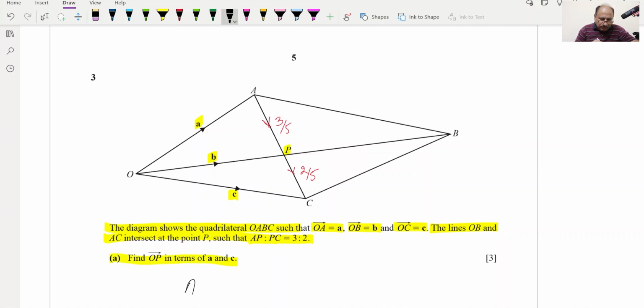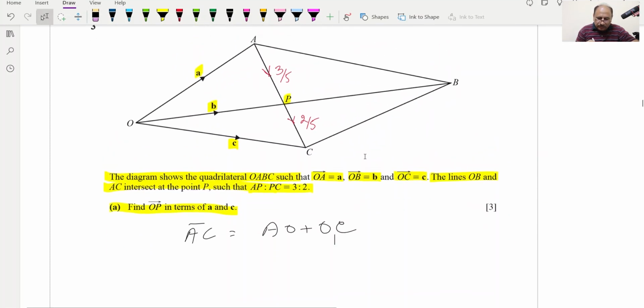So we can write the AC vector is equal to AO plus OC, and AO is minus A. We can write this as minus A plus C. So we can rewrite this: AP will be 3/5 of minus A plus C, and PC will be 2/5 of minus A plus C, or you can write C minus A.